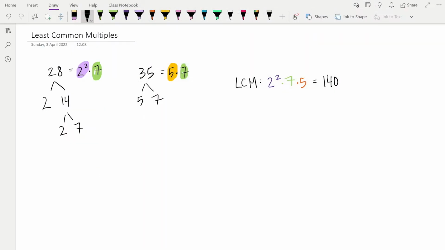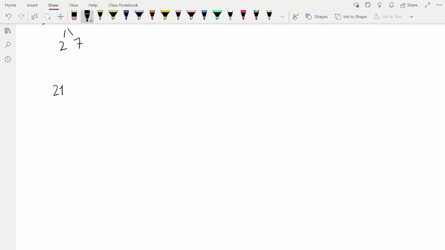Let's try another example. Let's say I have 21 and 35. So either using the calculator or using my knowledge of division, I know this is 3 times 7. And this is 5 times 7. So the least common multiple, I need a 3 and a 5 and a 7. But how many of each do I need? Well, there's only 1 3 in this one place. So I need to take a 3. And there's only this 1 5 in one place. So I take a 5. And each of these only has 1 7. So I take a 7. So my least common multiple is 3 times 5 times 7, which is 105.